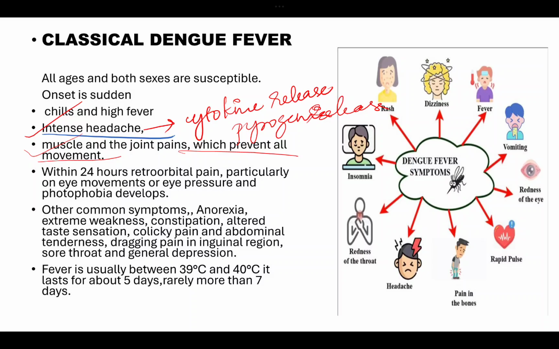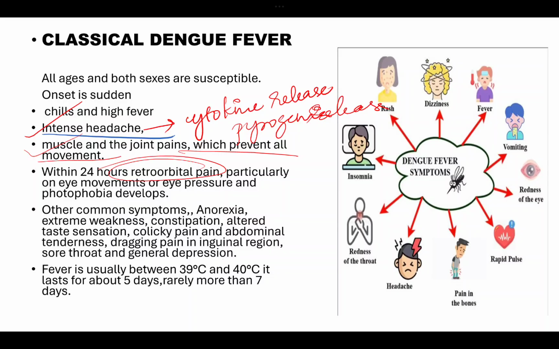The intense headache, mostly the frontal headache, is because of the meningeal irritation. The cytokines in the blood are causing the meningeal irritation. Trigeminal nerve stimulation, and this inflammation will stimulate these nerves, resulting in the headache. Is it clear? And then the patient also presents with retroorbital pain within 24 hours.